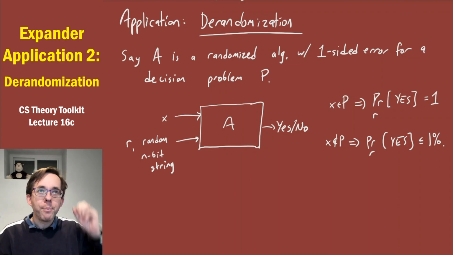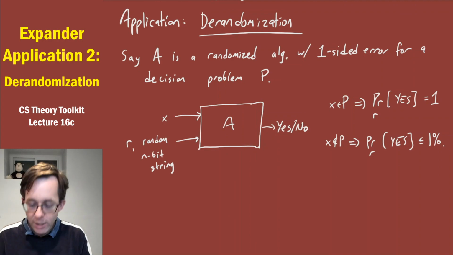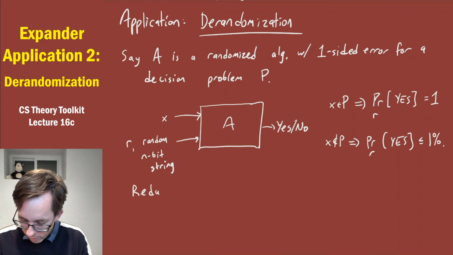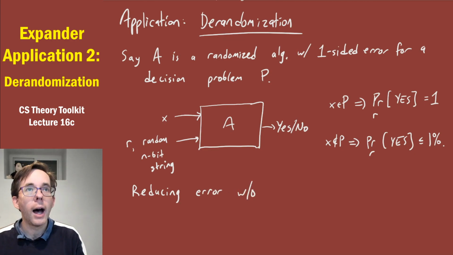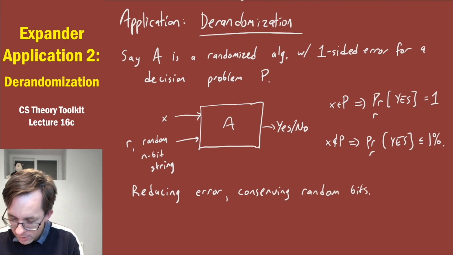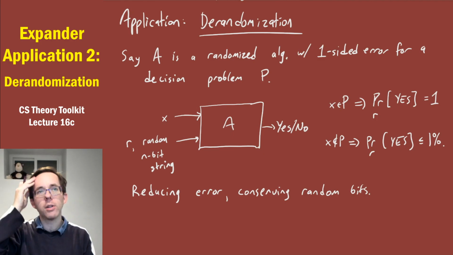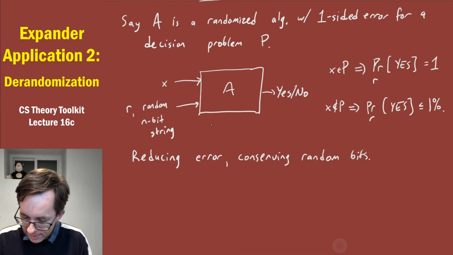Okay, so what we want to imagine for this sort of little derandomization magic trick is that we want to reduce this error without using any more random bits. Or, let's say, conserving random bits. Okay, so we'll imagine that randomness is super precious. And so we really want to use very few random bits, but we want to decrease the error. So let's also say that A is an algorithm that takes time t.